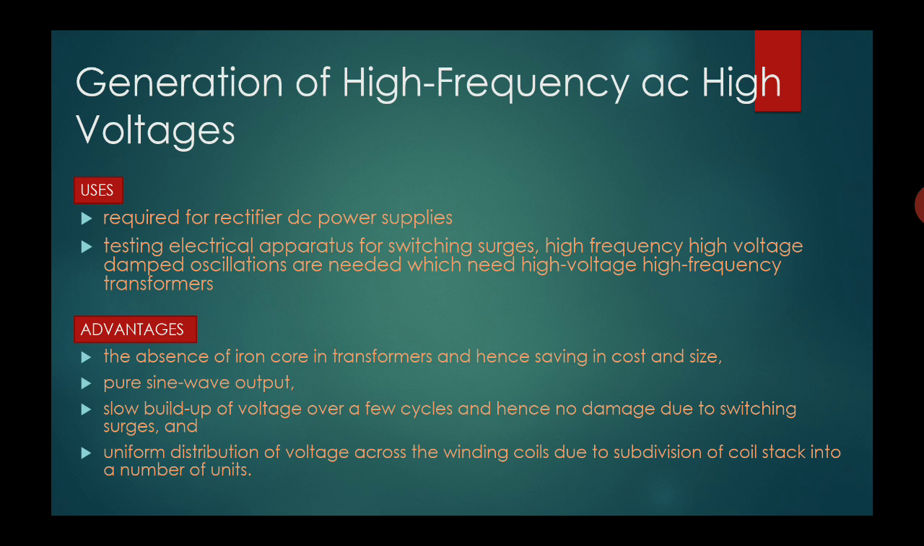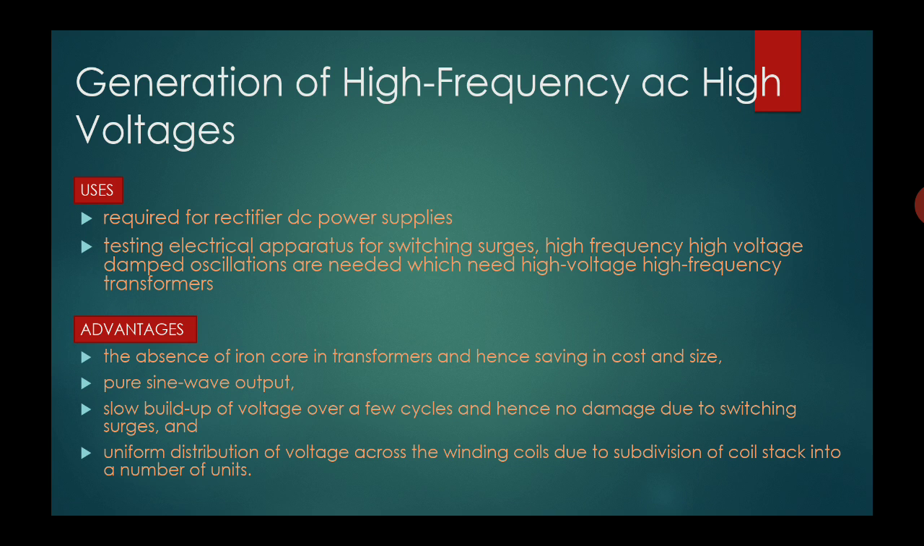The second use is the testing of electrical apparatus for switching surges. High frequency, high voltage damped oscillations are needed, which need high voltage, high frequency transformers. So it is also for the testing purposes of switching surges.